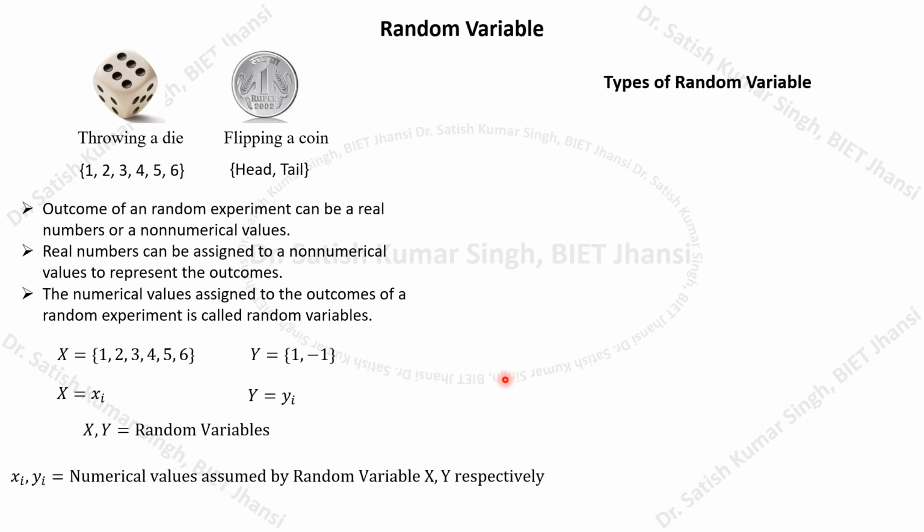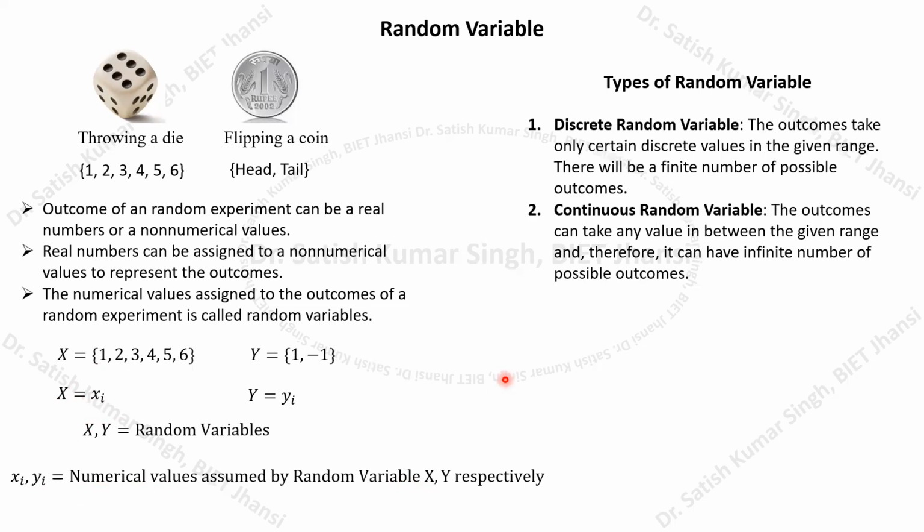Now you try to see there are types of random variables. How many types do we have here? Normally the random variable can be a discrete random variable, or it can be a continuous random variable. What does it mean by a discrete random variable? If the outcomes take only certain discrete values in the given range. Here the range of output is from 1 to 6, and it can only assume the values 1, 2, 3, 4, 5, 6. This is an example of a discrete random variable.